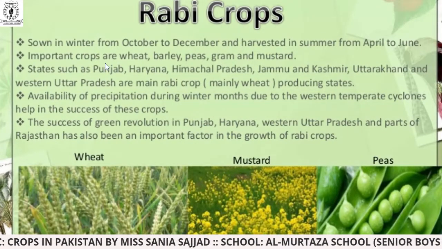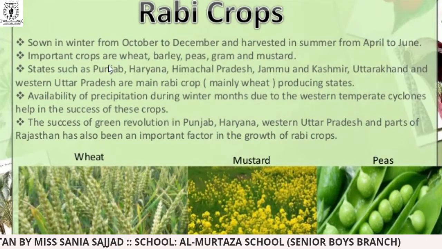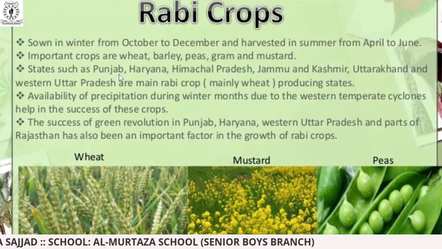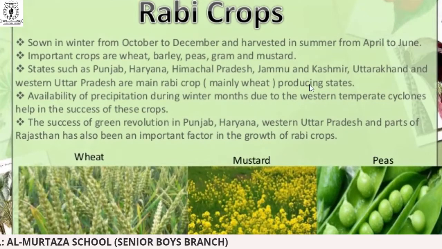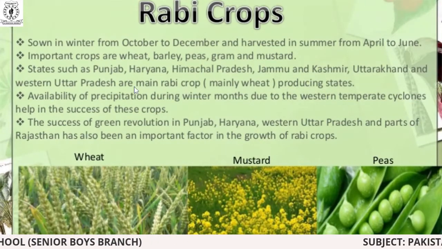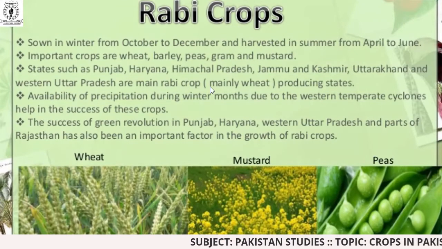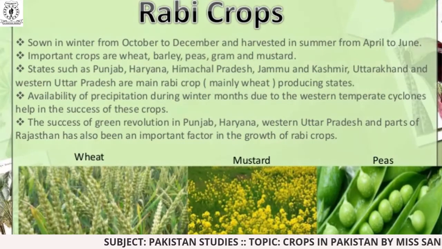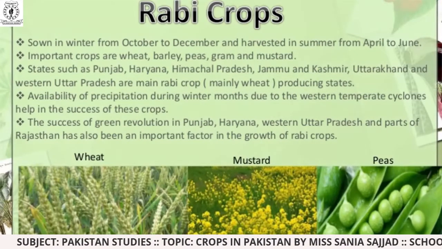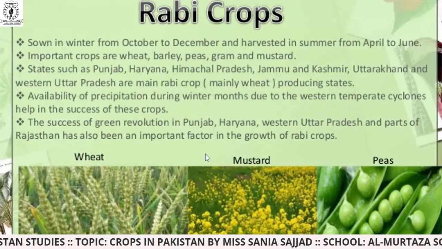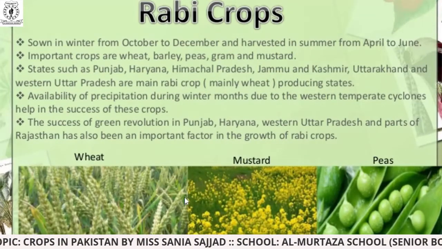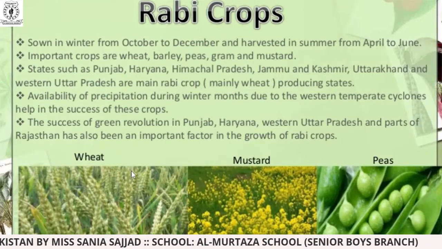But it is also produced in Pakistan, in states such as Punjab and the other states, Jammu and Kashmir. So it is basically grown and harvested over there. These crops are known as Rabi crops. Mainly wheat is the Rabi crop of Pakistan as well. Wheat, mustard, and peas are grown in Pakistan too.